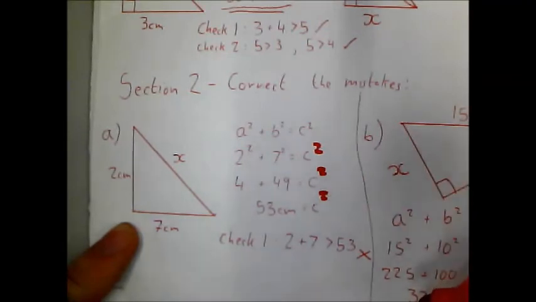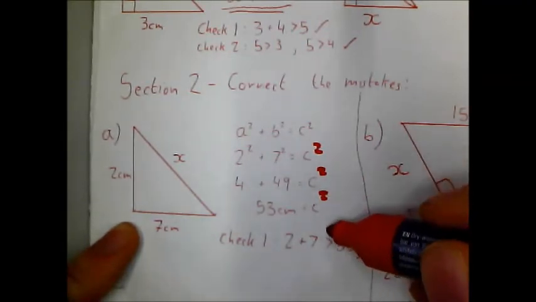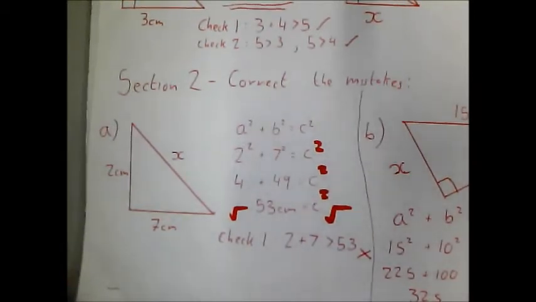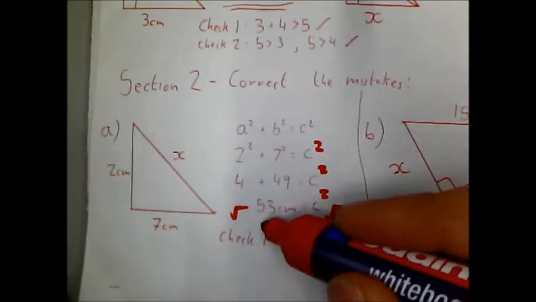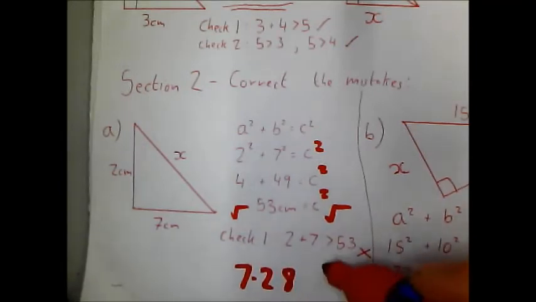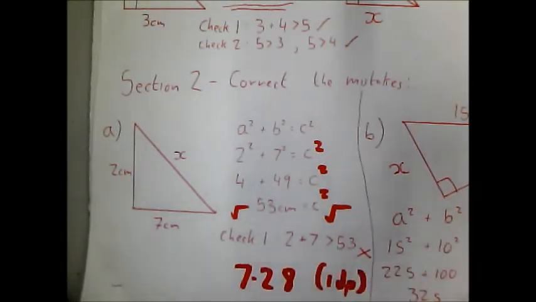Okay, they've forgotten to square root both sides. So there's their mistake. And if we just calculate that final bit for them, they should have got an answer of 7.28 to two decimal places, which now looks much more sensible. Okay, let's look at B.